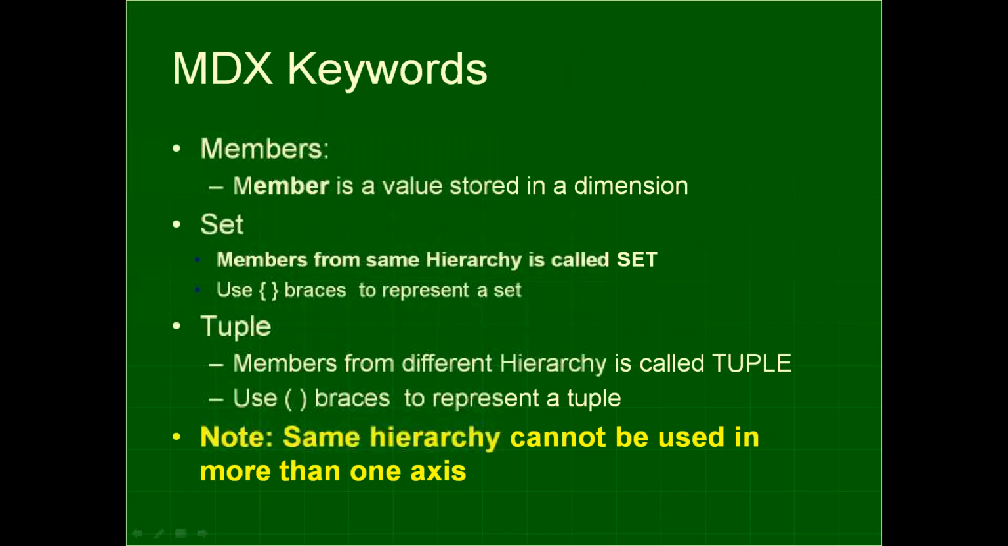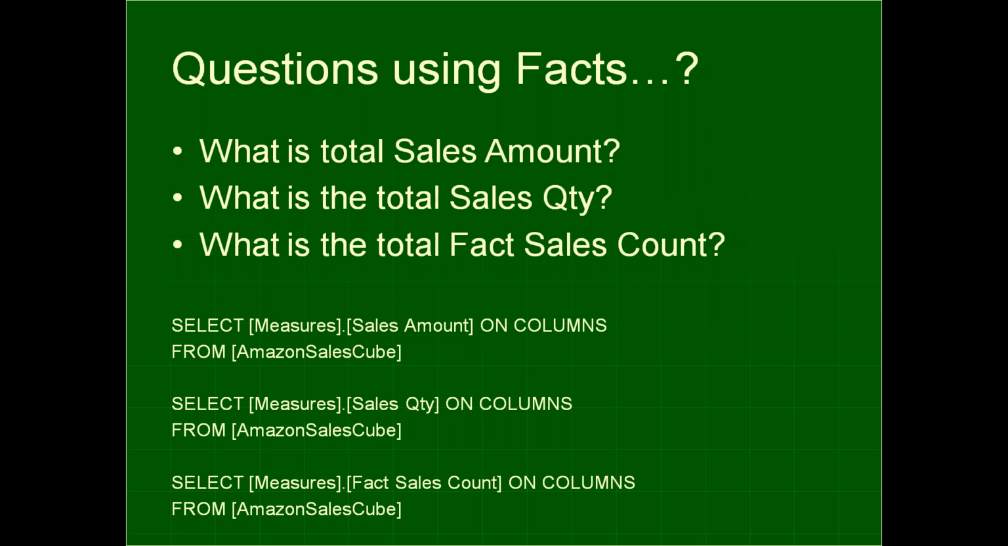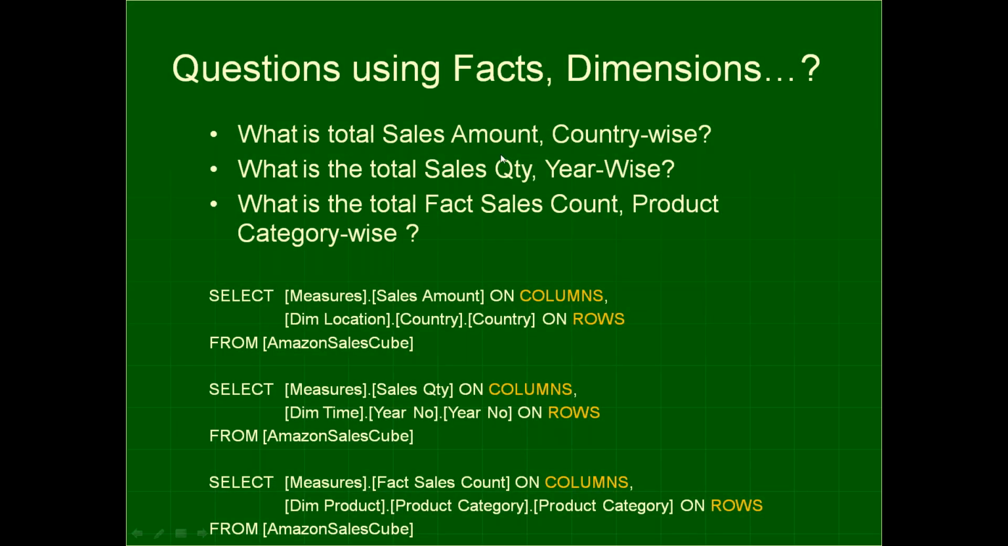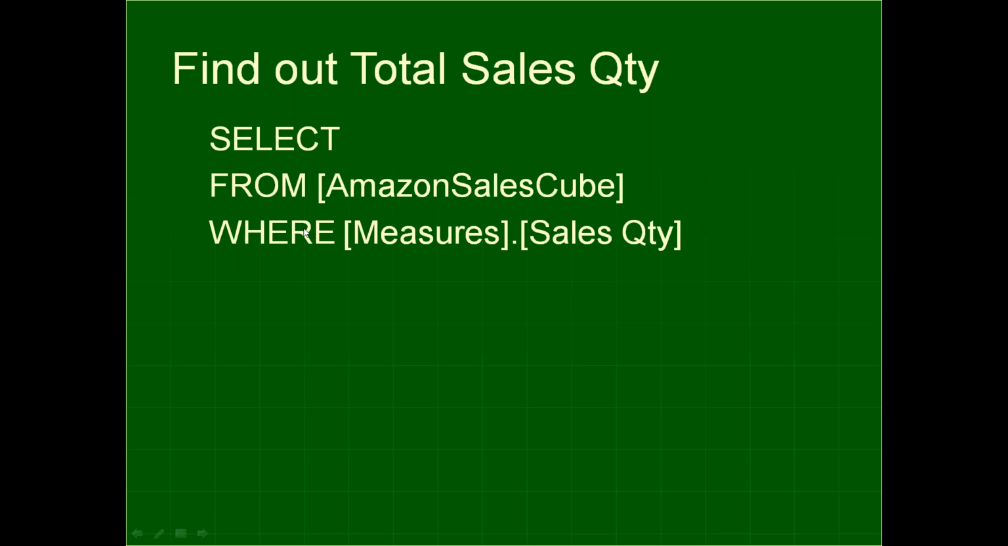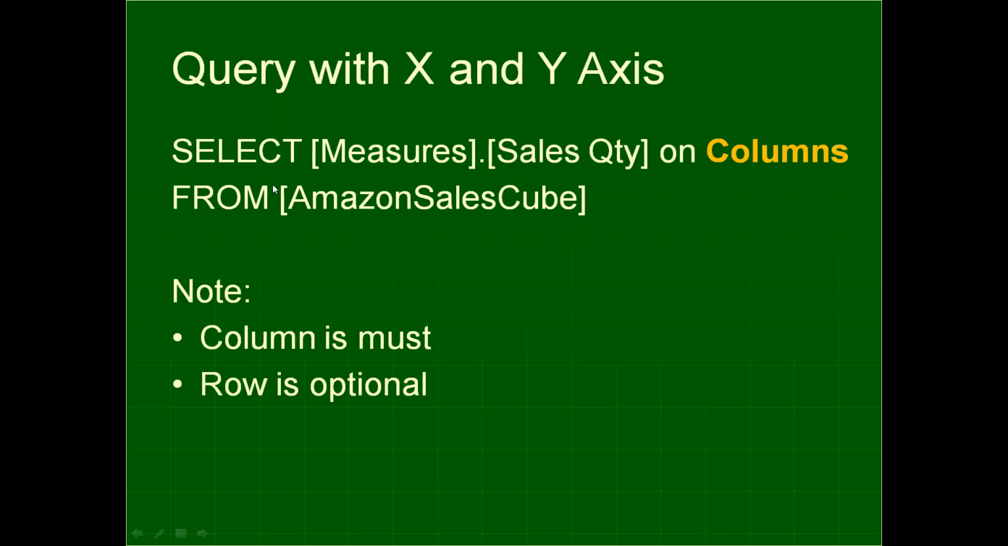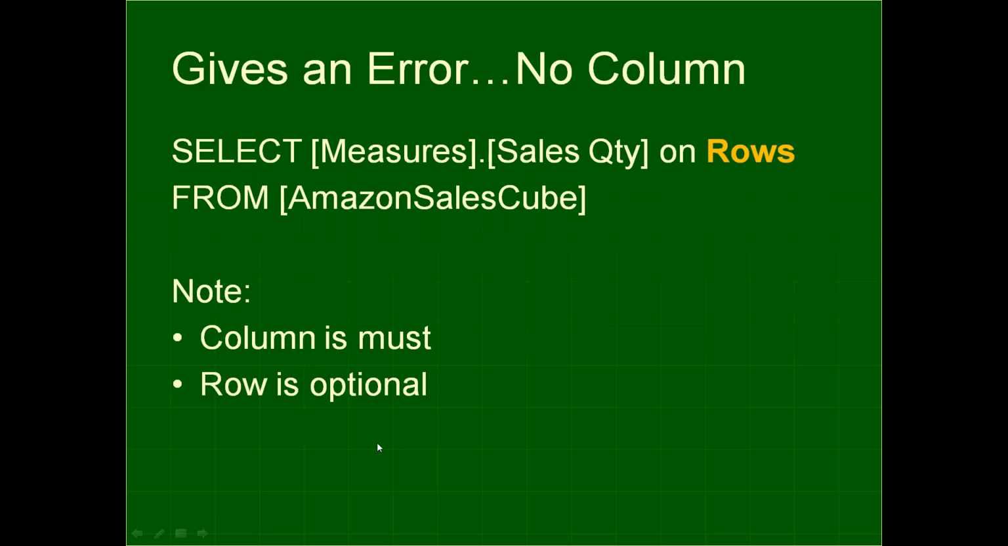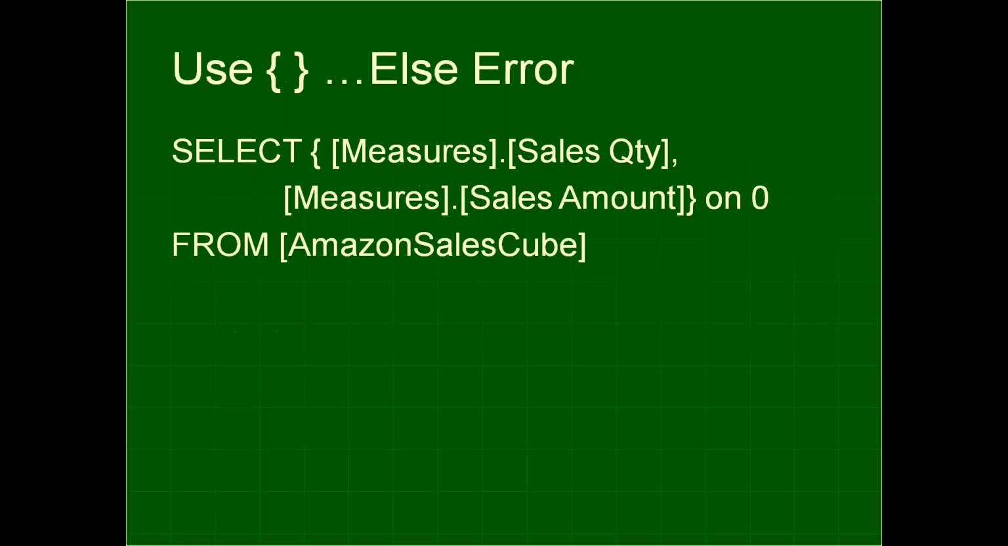So these are what is the total sales amount, what is the total blah blah blah we have written. The same thing can be written for total sales amount country wise, year wise, this wise, that wise. You can practice them. You can also use a where clause, there is no problem at all. Okay, so it will work, but if you put rows it is going to fail because column is a must, row is optional. Clear? It will give an error, because if you have only one column, it displays the data in the column, not in the row.